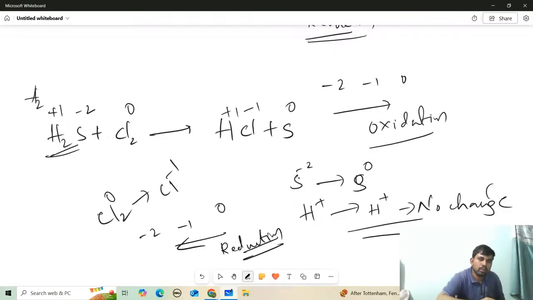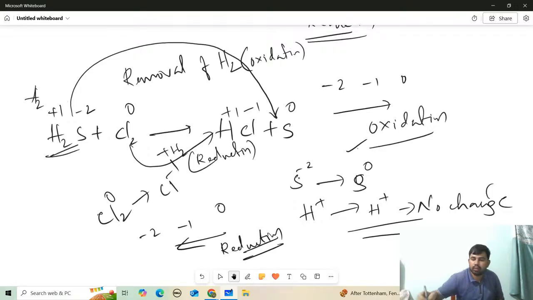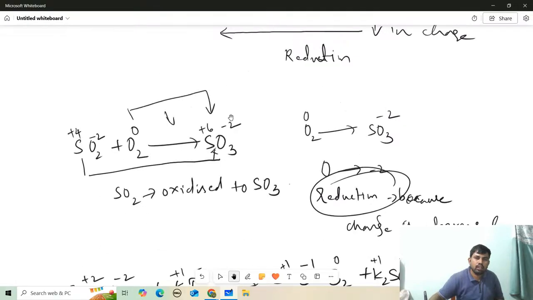So what happens here is removal of what? Hydrogen. It's called removal of hydrogen. Addition of oxygen or removal of hydrogen is called what? Oxidation. Correct? So this is undergoing oxidation. Similarly, here you see addition of hydrogen. Addition of hydrogen means what? It is reduction. So from all this we come to know that there are certain definitions that we should remember here.